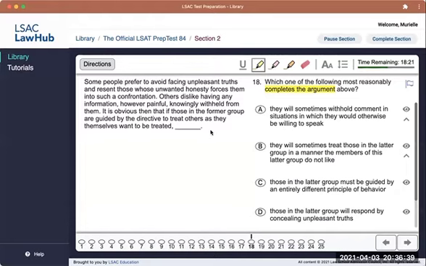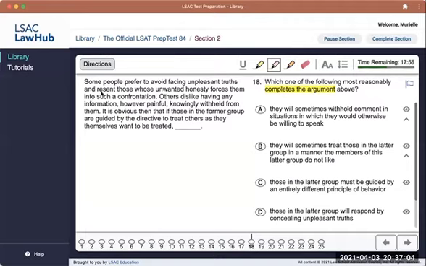Okay, so some people prefer to avoid facing unpleasant truths and resent those whose unwanted honesty forces them into such a confrontation. Okay, so some people want to avoid and they resent unwanted honesty.